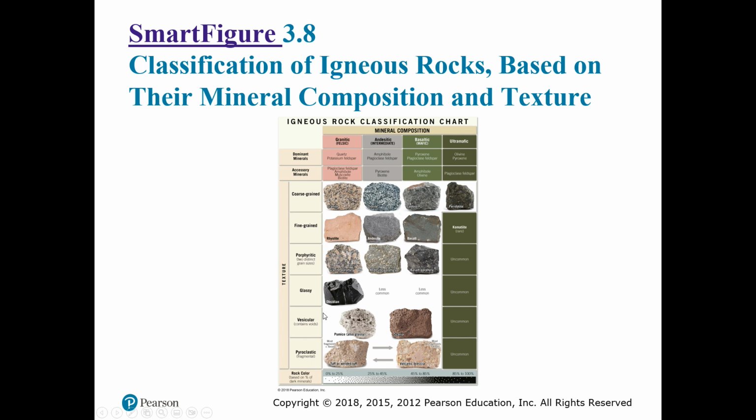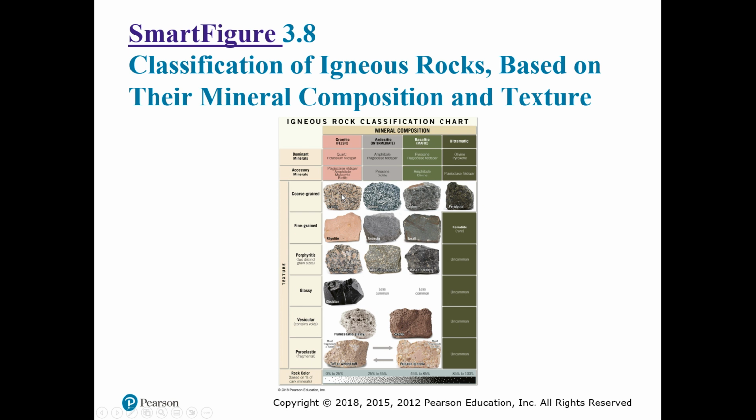The classification chart here for 3.8 is also worth viewing as a smart figure. They'll go over the mineral composition chart. On the other axis is texture. And so again, when we have a granitic texture, this is felsic, high in silica, light colored minerals that are coarse grained because they cooled slowly. The intersection of these two indicate that we would have granite as a result of this composition and this cooling rate or texture.